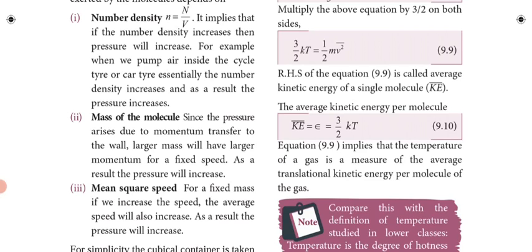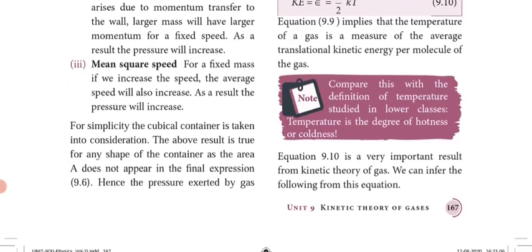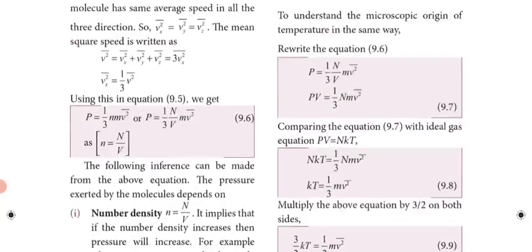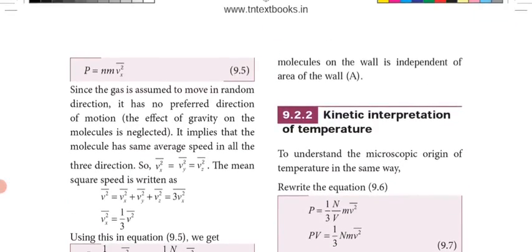So the pressure will increase, and the average speed also increases. Okay, so for simplicity the cubical container is taken into consideration. The above result is true for any shape of the container, as the area A does not appear in the final expression. So the pressure exerted by the gas molecules on the wall is independent of the area of the wall. So this is the pressure exerted by a gas.